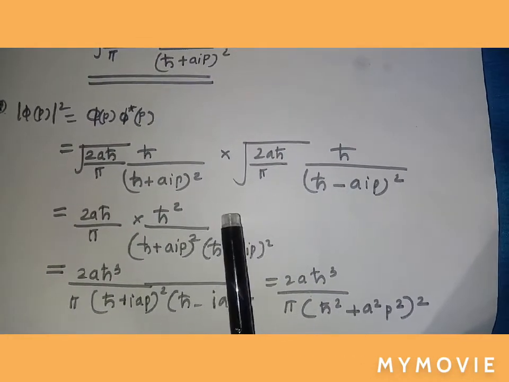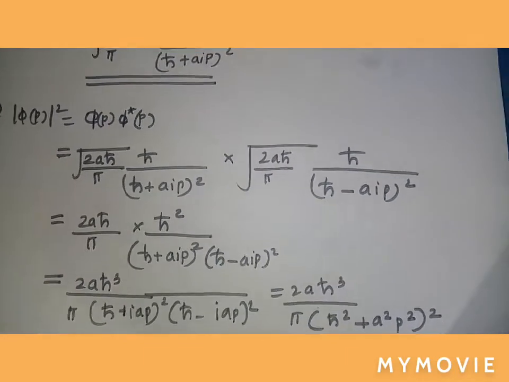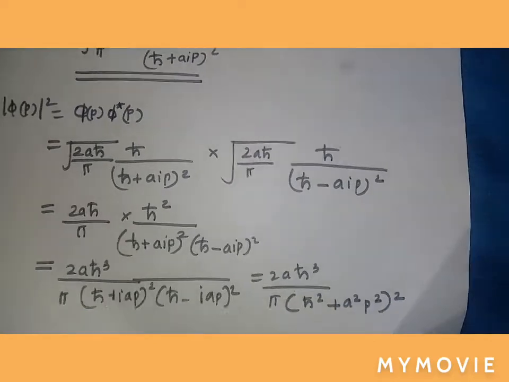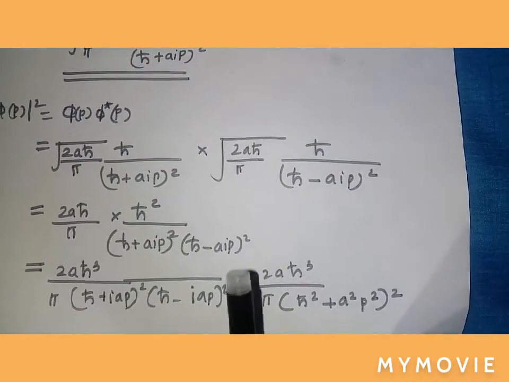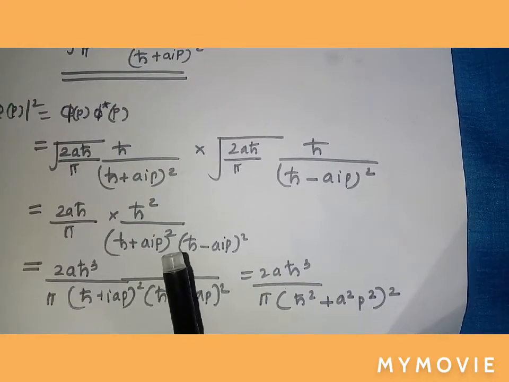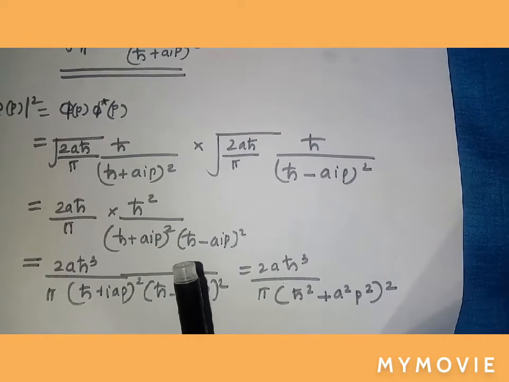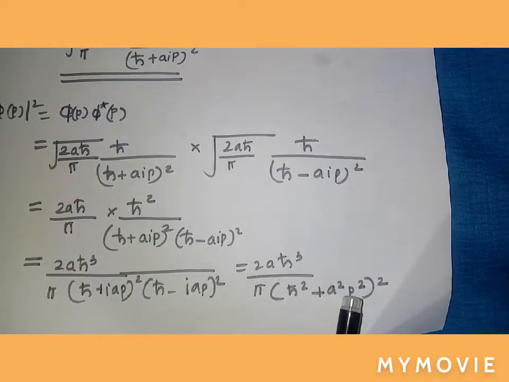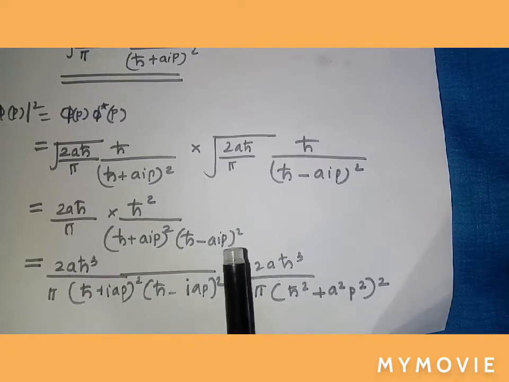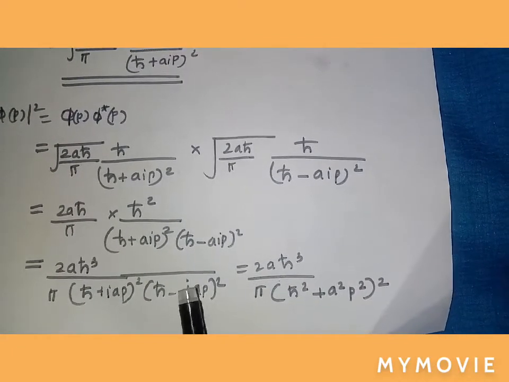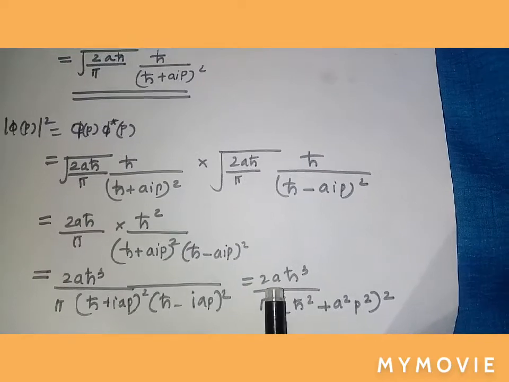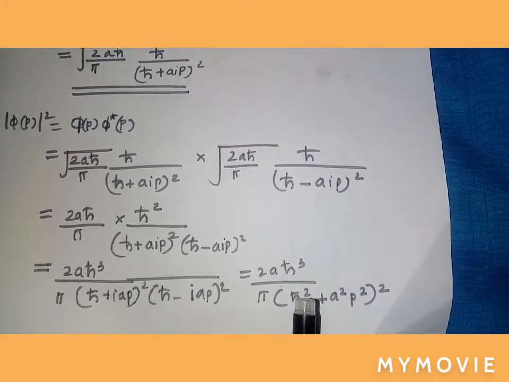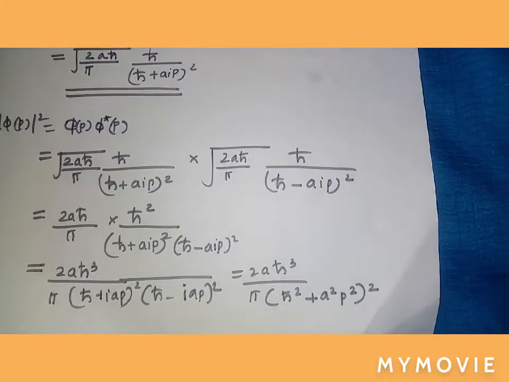Here we can use the formula (a plus b)(a minus b) equals a square minus b square. So here a square is ħ square, and b square is minus a square p square. So after this, ħ square plus a square p square, all squared. So we can get the answer as φ of p equals 2a ħ cube divided by π into (ħ square plus a square p square) all squared.